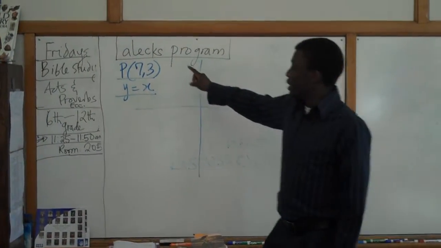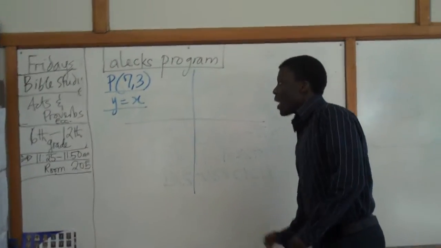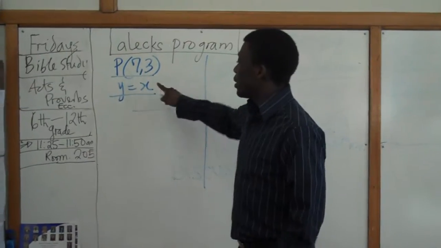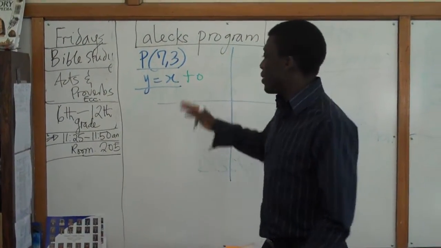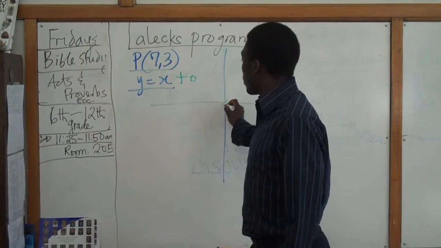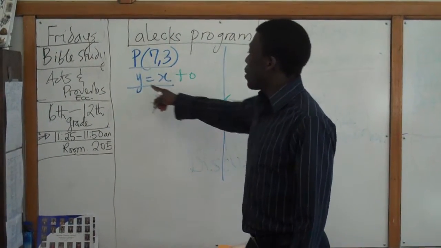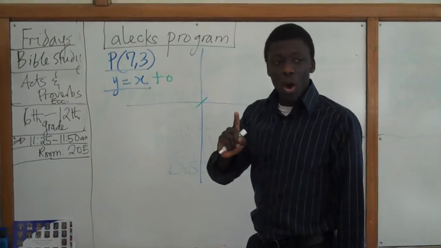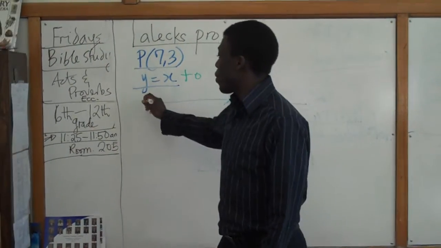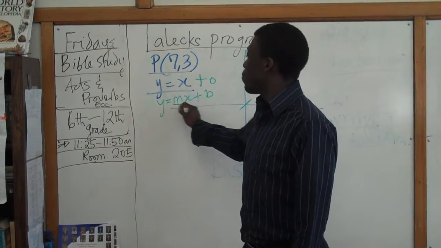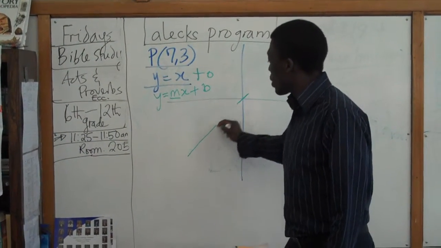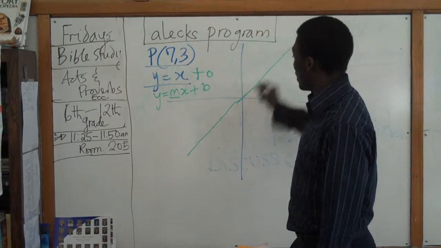They've given us a point and a line. Y is equal to x means that the intercept is at 0. We can say plus 0, minus 0, it doesn't matter, but the y-intercept is right there. Y is equal to x has a slope of 1. Using our slope-intercept form, y is equal to mx plus b, we know that the slope is 1. So our line will look something like that.